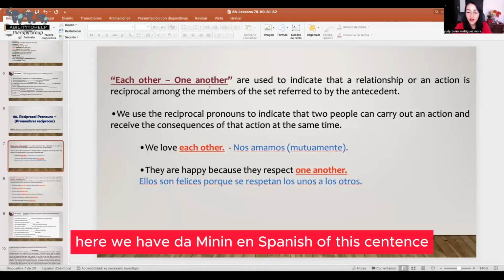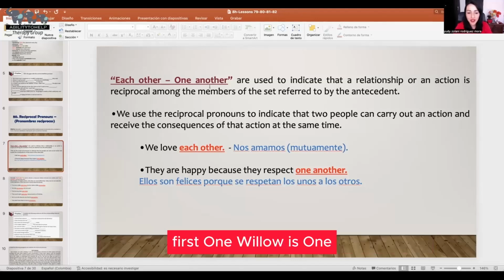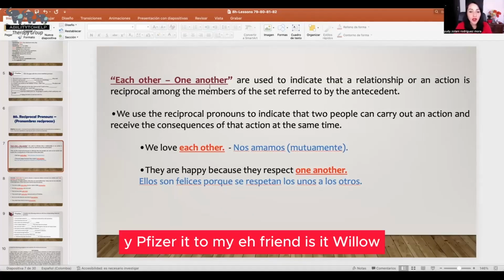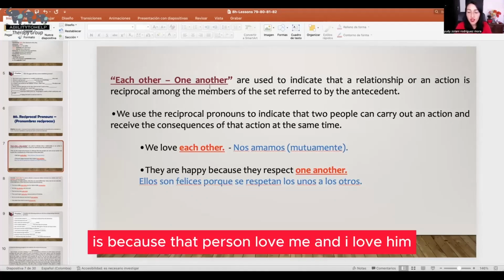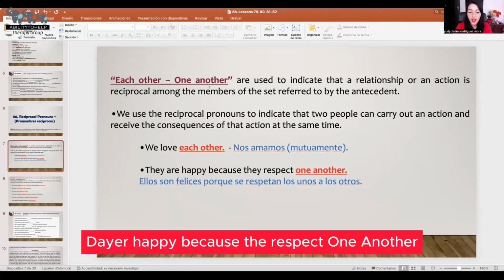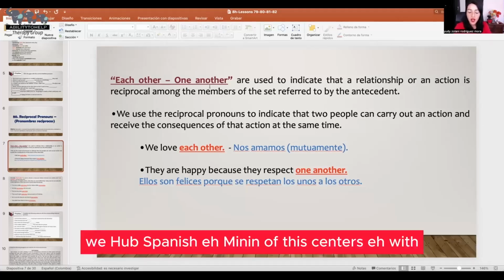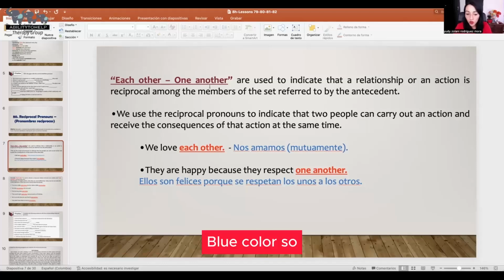Here we have the meaning in Spanish of these sentences. First one: we love each other. For example, if I say it to my friend, I say, we love each other, it is because that person loves me and I love him. They are happy because they respect one another. We have the Spanish meaning of these sentences in blue color.